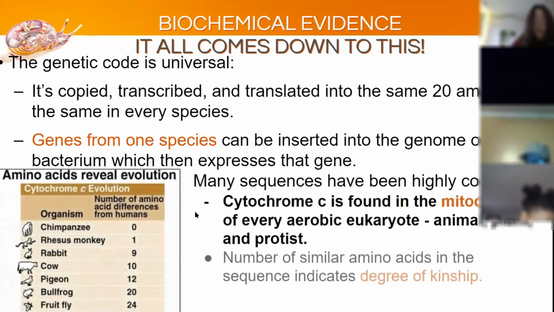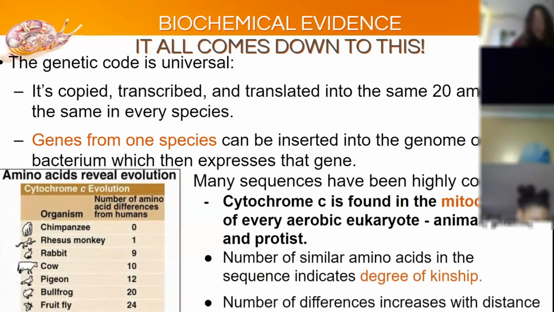Tomorrow, we're going to look at DNA sequences and we're going to try to identify which ones are more closely related. So this is looking at cytochrome C. If you remember, that one is in the electron transport chain for cellular respiration, and all organisms need energy. So all organisms have that cellular respiration, right? So cytochrome C is one of those proteins that has been highly conserved over time. And we can look at the amino acid sequence to see how closely related organisms are.